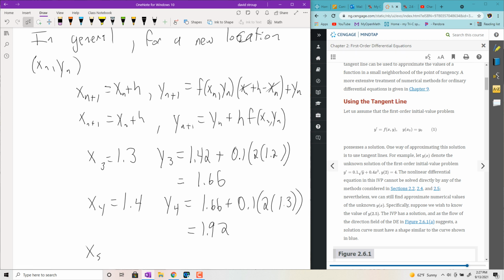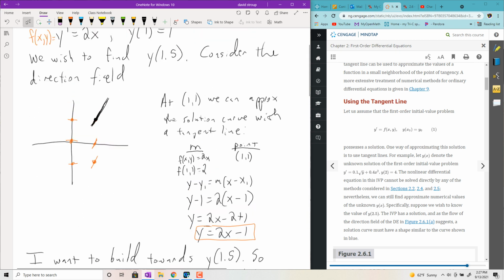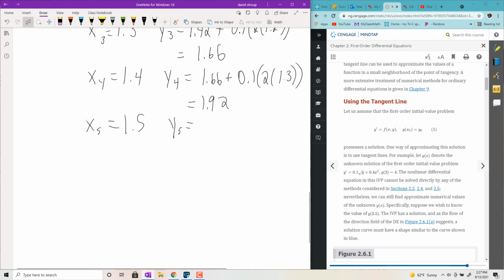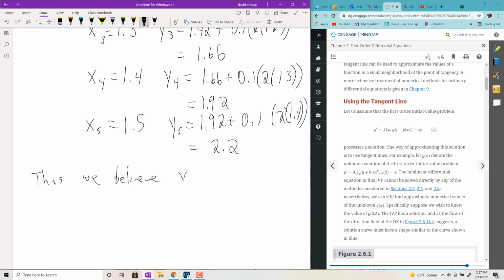And then x sub 5, which is the x value that we originally want, right? Because if you remember, we wish to find y of 1.5. So x sub 5 is 1.5, and y sub 5 will be the answer we want. So y sub 5 is going to be 1.92 plus 0.1 times 2 times the previous x, 1.4, and that will equal 2.2. Thus, we believe y of 1.5 equals 2.2.